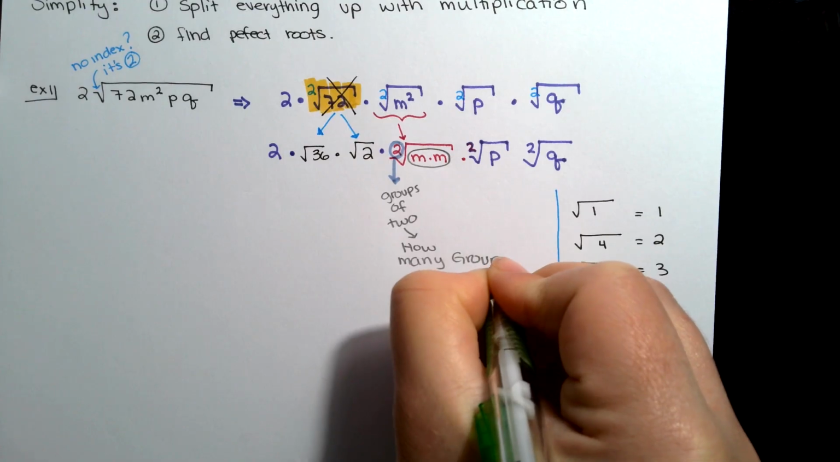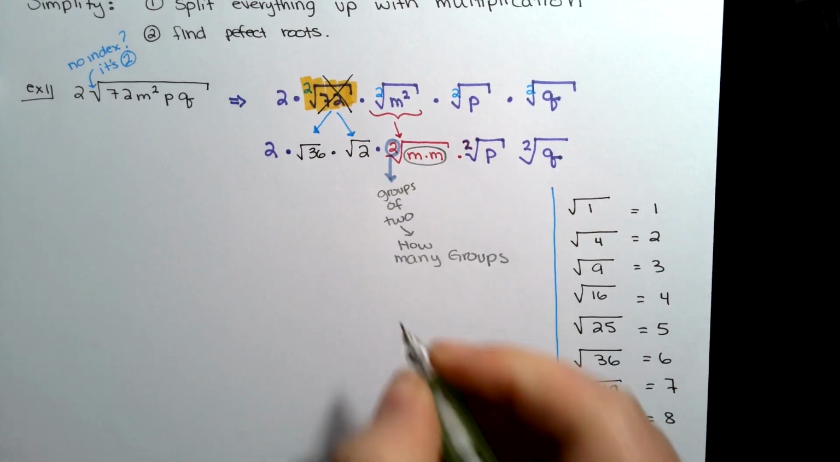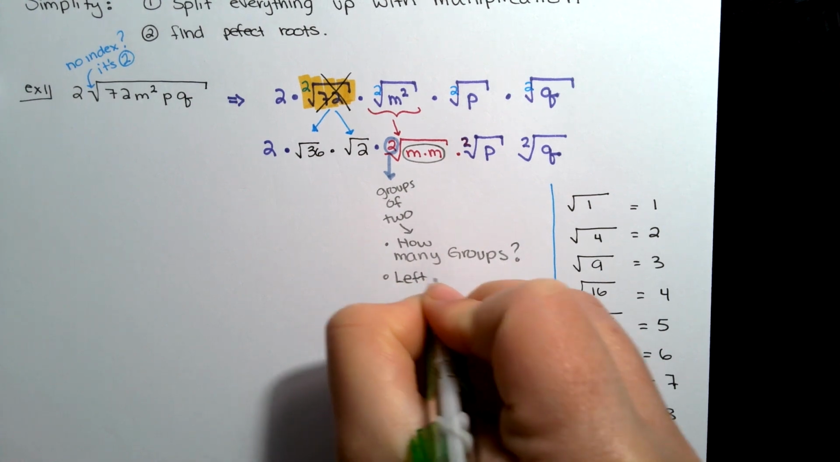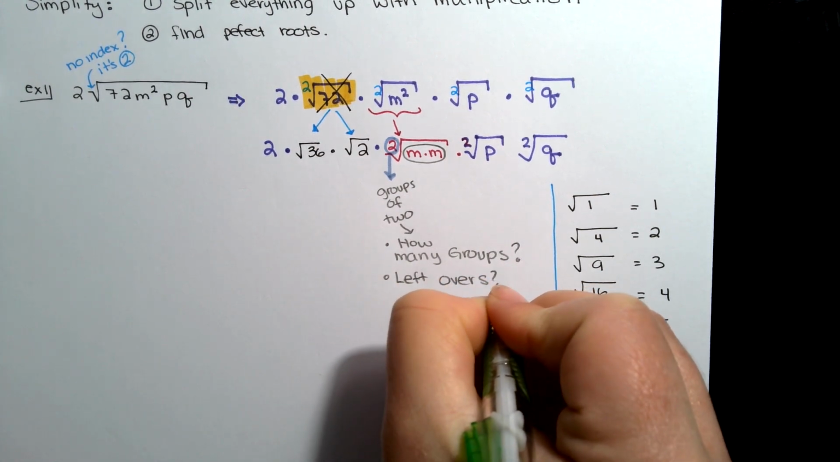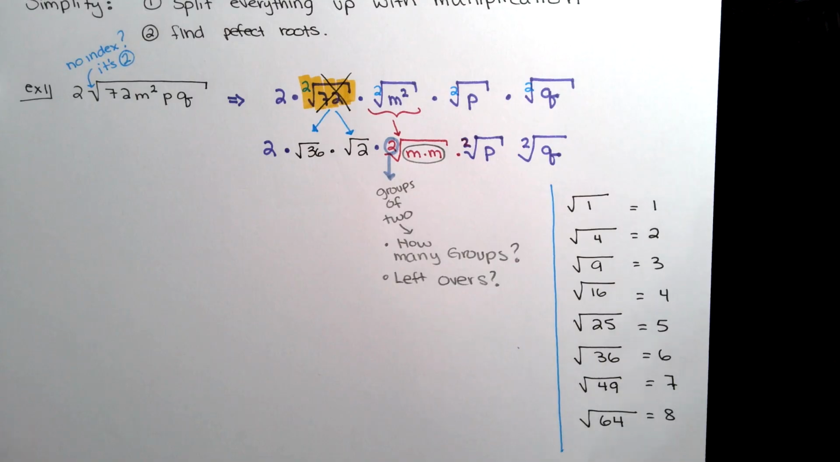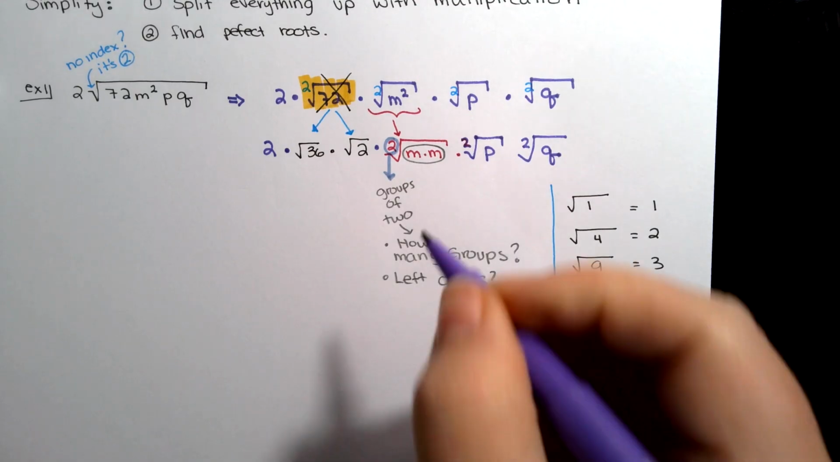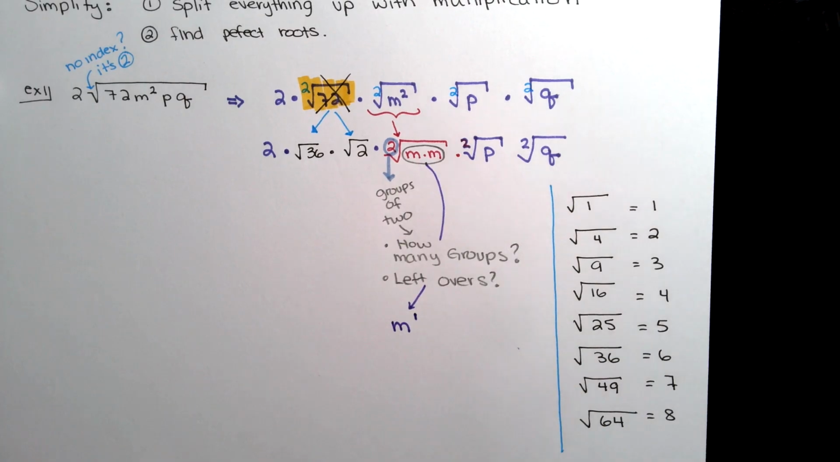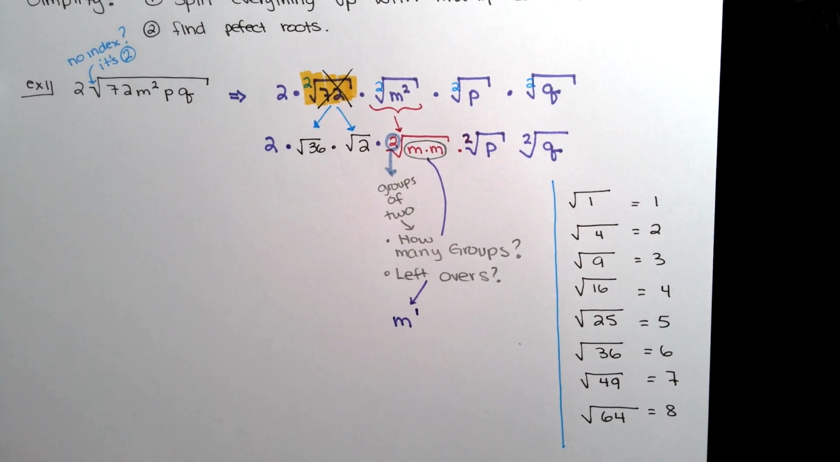How many groups do you have of 2? Because our index is 2. And are there any leftovers? So I have one group of 2. So that means I'm going to have m to the first power to simplify. My index is 2. How many groupings can I do? I can do one grouping. Therefore, I can simplify this. I will show you a different way in just a few moments.